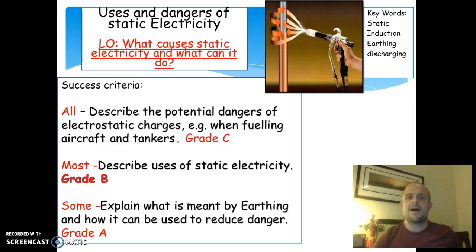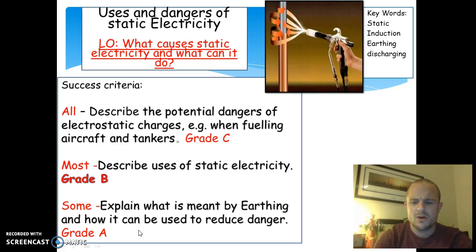Last lesson we looked at how static electricity is caused and we touched on some of the uses and dangers, but what I want to do is go into a bit more detail about the uses and dangers of static electricity. So we look at success criteria for the lesson. The first one says describe the potential dangers of electrostatics. And this is also linked to the grade A success criteria down here. It's explain what is meant by earthing.